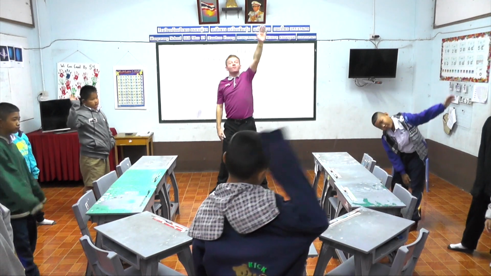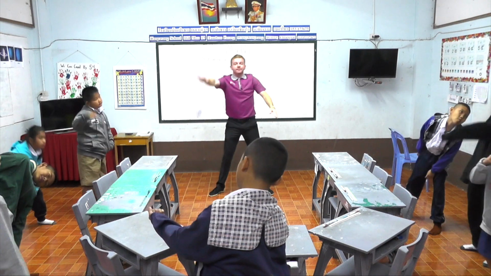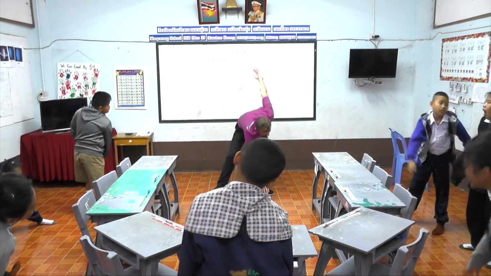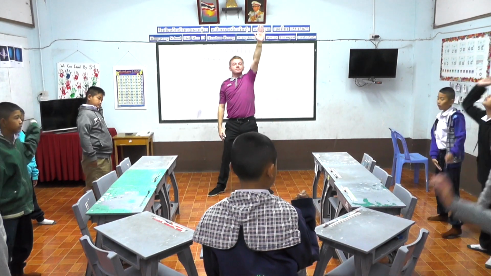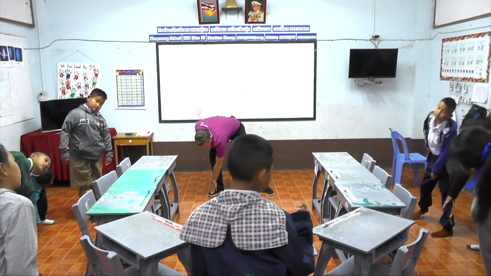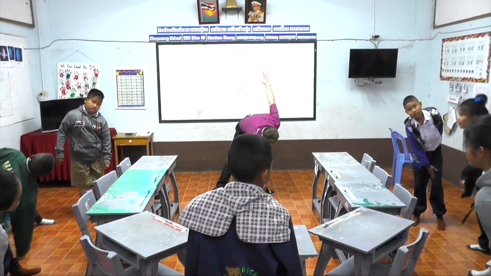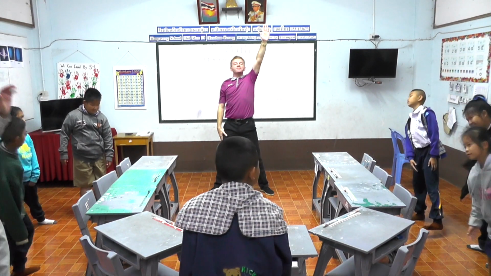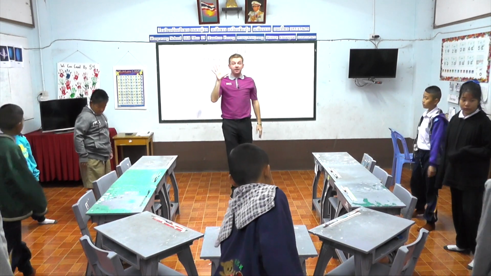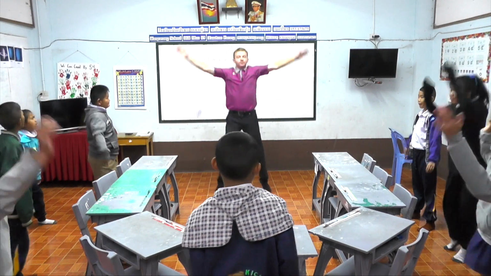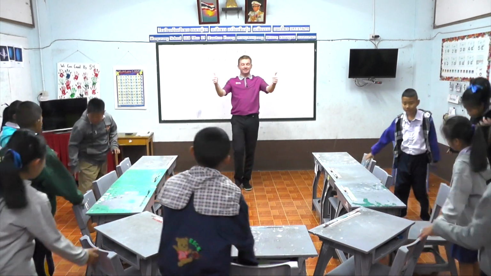Left hand, right foot. Right hand, left foot. Left hand, right foot. Right hand, left foot. And final one, left hand, right foot. And to finish this time, guys, we'll do 5 star jumps. 1, 2, 3, 4, 5. Excellent, guys. Have a seat.